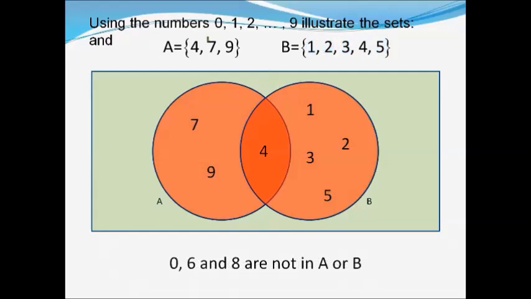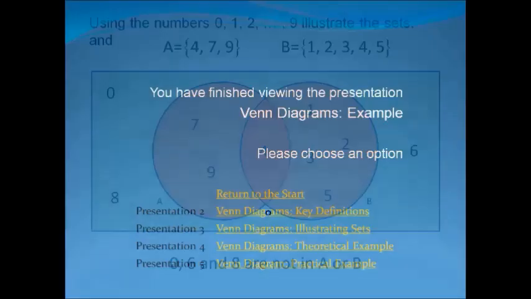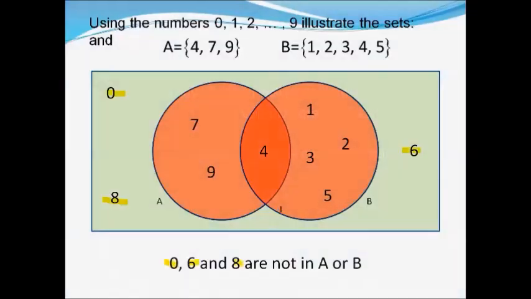Next, again, we have numbers 0 to 9. So 0, 6, and 8 are not present in A or B. Therefore, they will be placed outside the Venn diagram. That's why it is placed here. So that is a Venn diagram. That's how you illustrate sets using the Venn diagram.